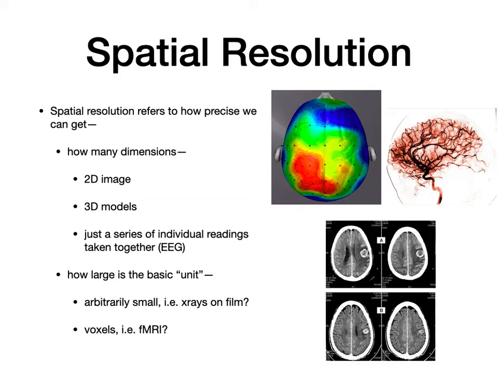So that's the other thing. What's the basic unit? What's the minimum distance between two things that I can actually detect a difference? So is it like X-rays on film, fairly arbitrarily small? Or is it averaged into voxels like an fMRI? This is the idea of spatial resolution. Every technique that you're using lives somewhere on this scale, on this spectrum.